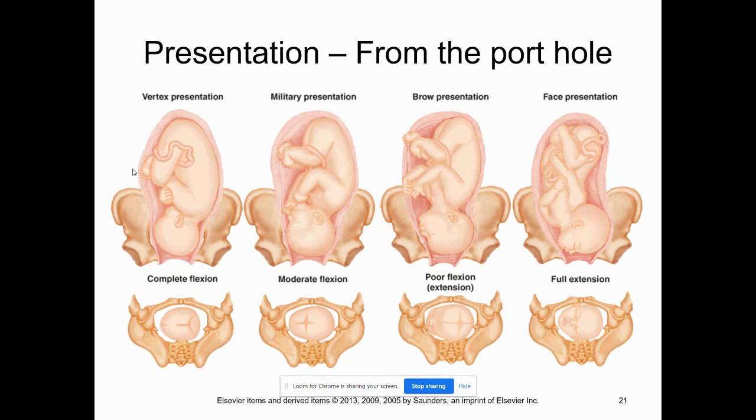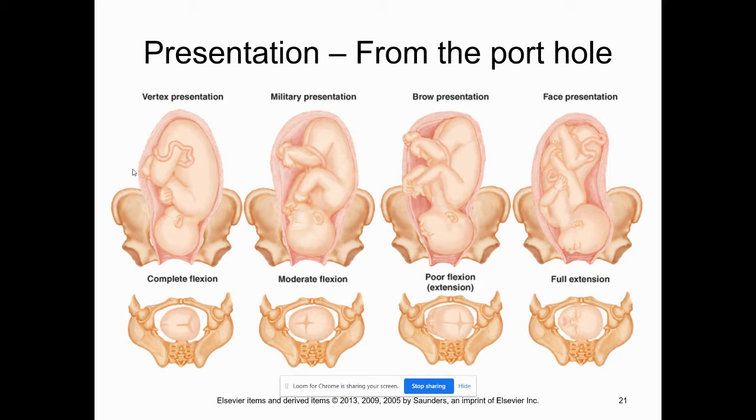Next, looking at presentation, looking from the porthole. Presentation is the fetal part entering the pelvis first. So that's its presenting part. And we hope it to be the head, or a cephalic presentation. But there are other possibilities. So there are 3 categories. There's cephalic, which is normal. There is breech, or there's shoulder. Breech and shoulder are going to definitely lead to prolonged labor and most likely a C-section.